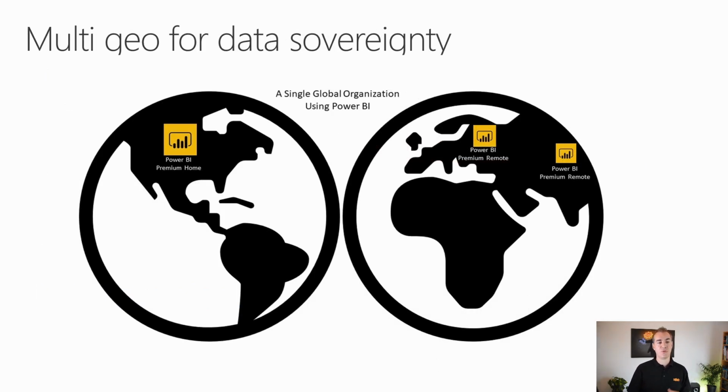For that, we have an option of multi-geo for data sovereignty. So this is the case for Microsoft, for example, right? My Power BI Premium, or my Power BI home tenant, is stored in the US. But I want to set up additional geographies. I want to set up additional capacities in different geographies. So you can do it in the same data center that we already have. So my home tenant is in the US, but I can set up a premium capacity in the Netherlands. I can set up a premium capacity in Germany. I can set up a premium capacity in Asia.